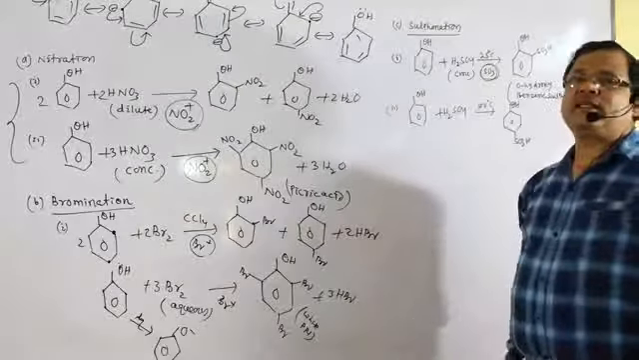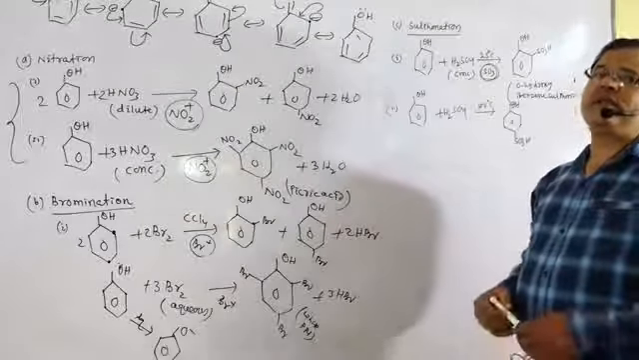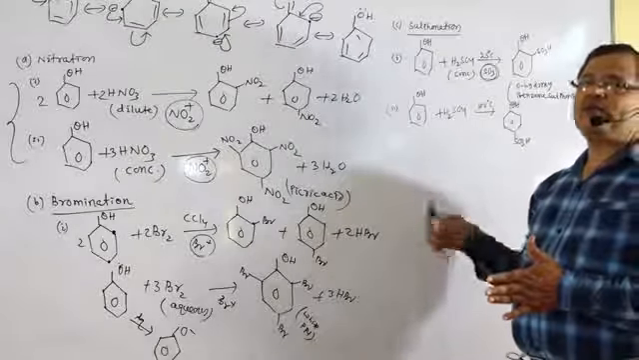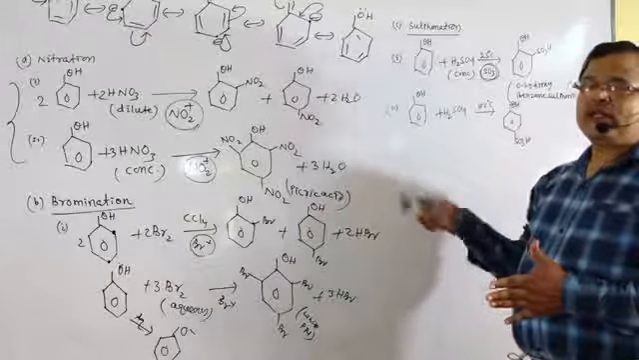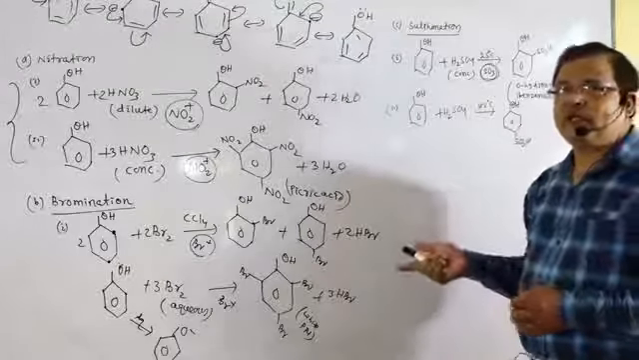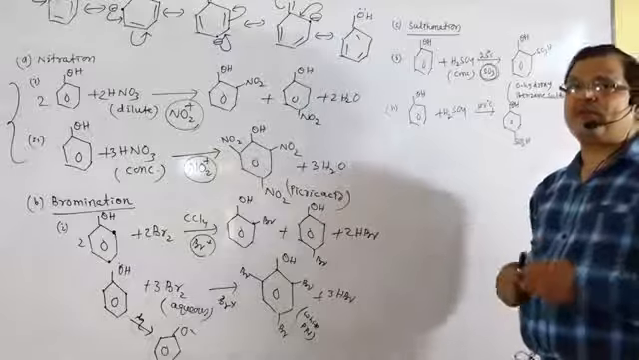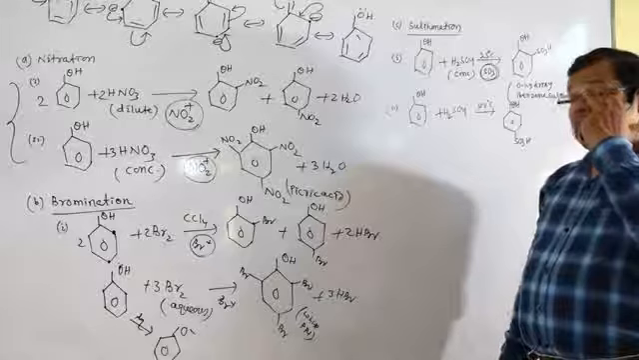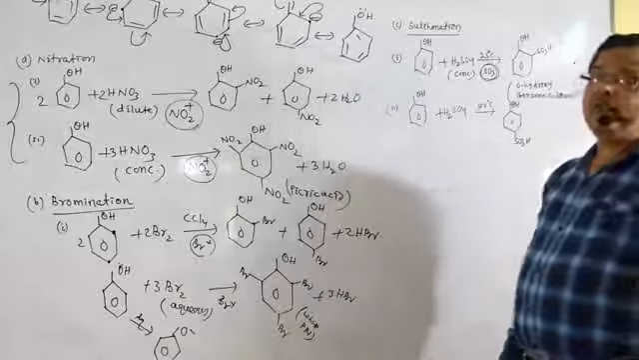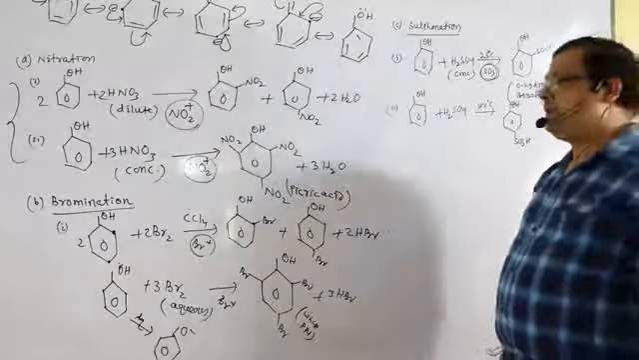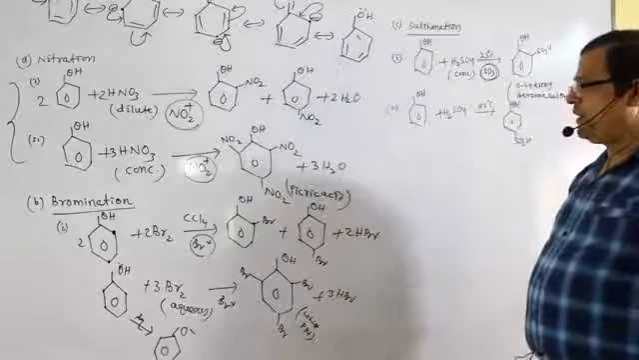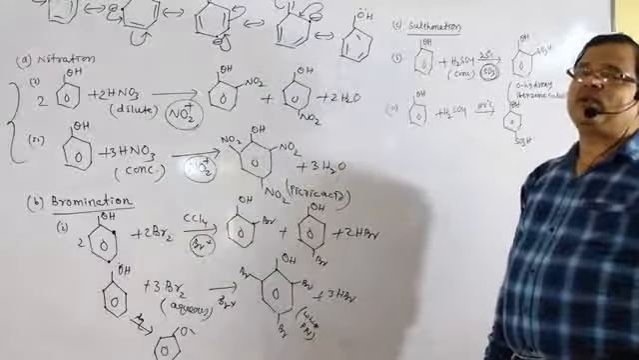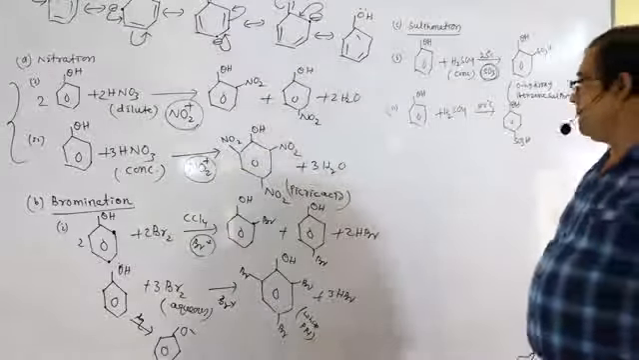In case of nitration reaction, it is concentration dependent. With dilute nitric acid, we get a mixture of ortho and para products. With concentrated nitric acid, there is the formation of 2,4,6-trinitrophenol, that is picric acid. All the ortho and para positions will get occupied. And in case of bromination reaction, it is medium dependent. In an inert medium, there is the formation of ortho-bromophenol or para-bromophenol. But in aqueous medium, there is the formation of a white precipitate of 2,4,6-tribromophenol.